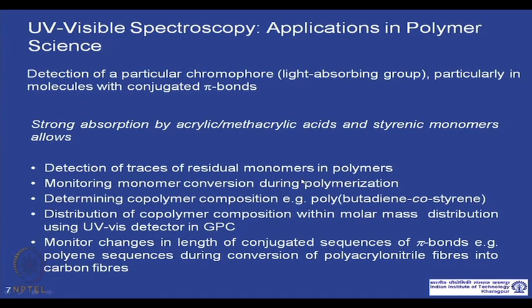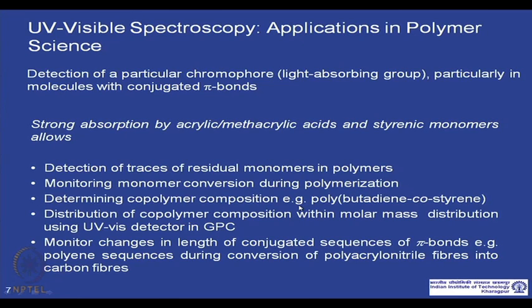If monomers are present, then it will give a strong UV visible absorption signal for those monomers. And obviously the UV visible absorption spectra, or the peaks, for the monomers and the polymers will be different. So, we can follow the monomer peaks to find out the conversion during the polymerization.